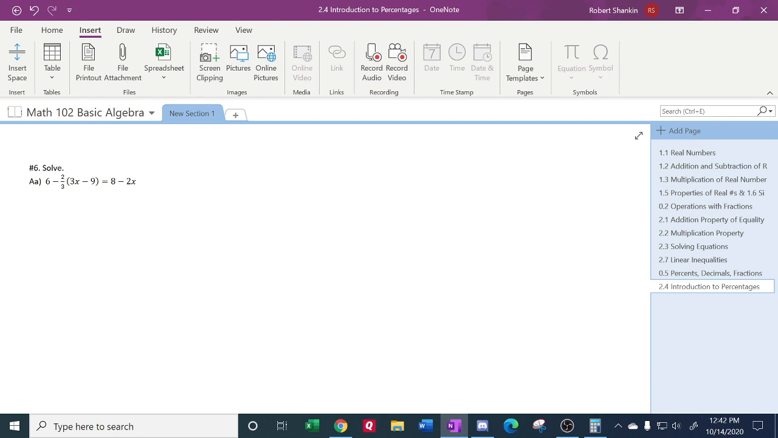Okay, 30 seconds more. All right, we're going to distribute the negative and the 2/3 together to get rid of the parentheses. When I distribute the negative 2/3 times the 3x, negative times the positive is negative. The 3's cancel out, and I get 2x. And I distribute it to the 9.